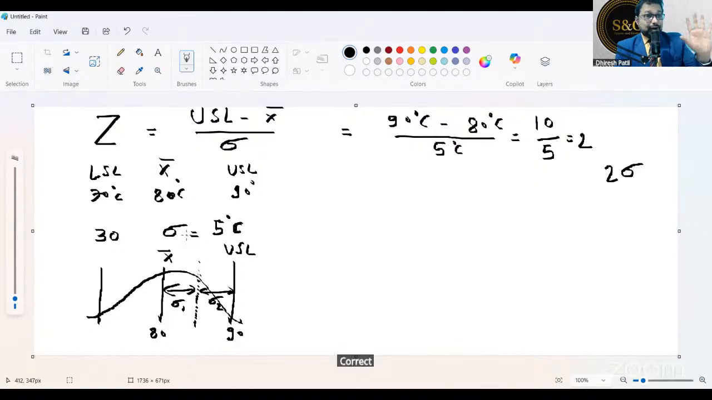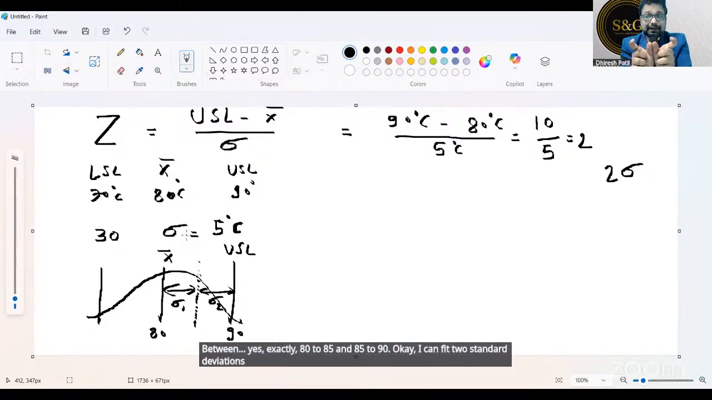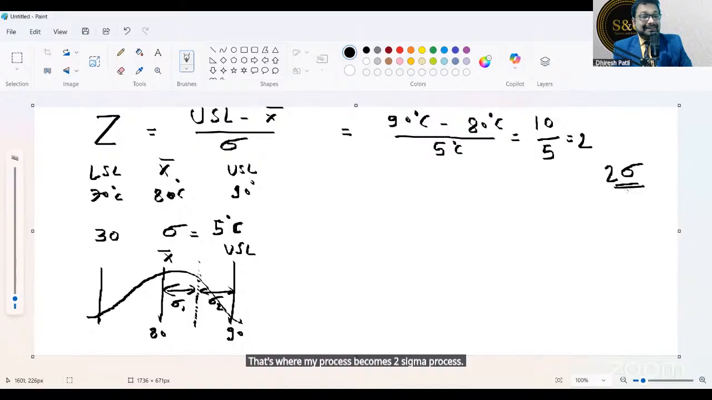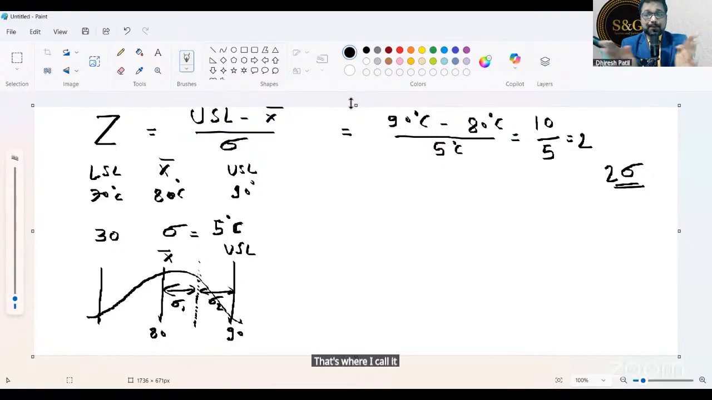Correct? Very good. Now remember this, my sentence. When I can fit 2 sigmas, 2 standard deviations, exactly, 80 to 85 and 85 to 90, I can fit 2 standard deviations. When I can fit 2 standard deviations between USL and X bar, that's where my process becomes a 2 sigma process. That's where the Z value is 2. When I can fit 2 standard deviations between my USL and X bar, that's where I call it a 2 sigma process.